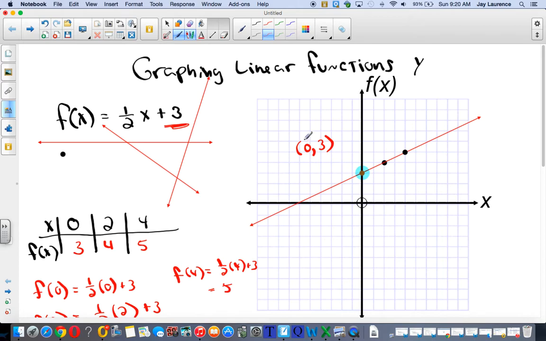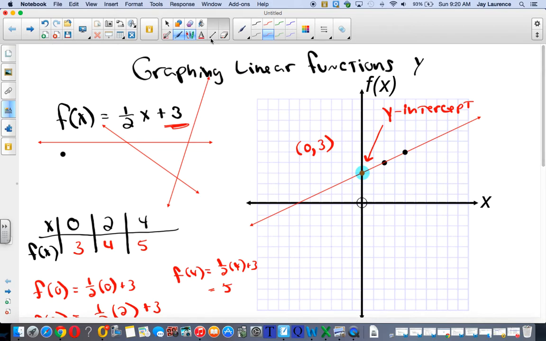Do you know why that point's special? That point is on the y-axis. So it's called the y-intercept. It's the place where the line crosses the y-axis. Now, this is very important. What I just said was very important. The y-intercept is where a line crosses the y-axis.